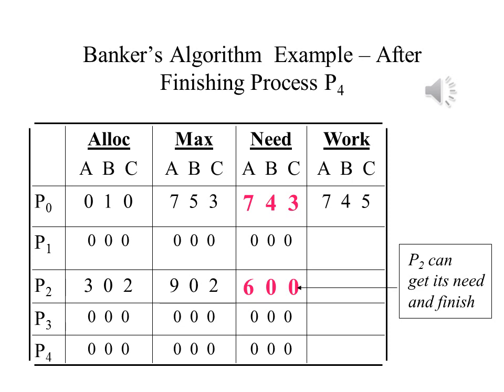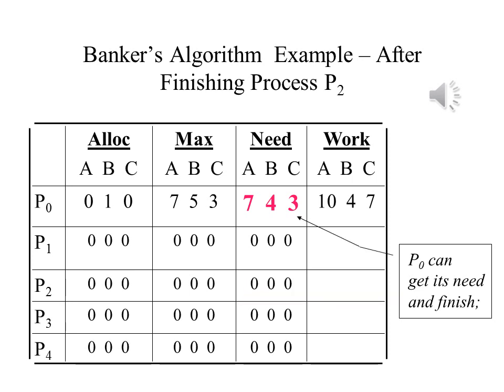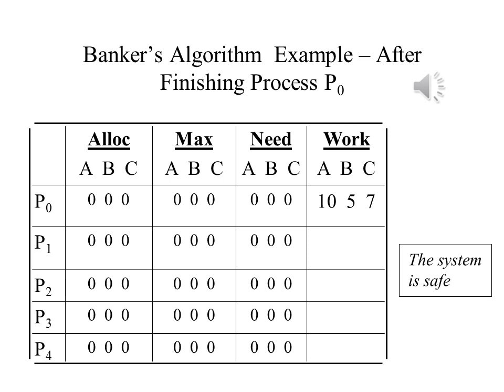This is enough to allow us to complete P2. Lastly, we free up the 3 A's and 2 C's that P2 has. This will leave us with enough to complete P0. There is a sequence in which we can complete all the processes if they do need the maximum allocation. The system is safe.